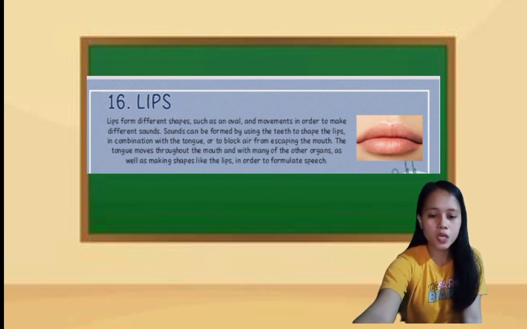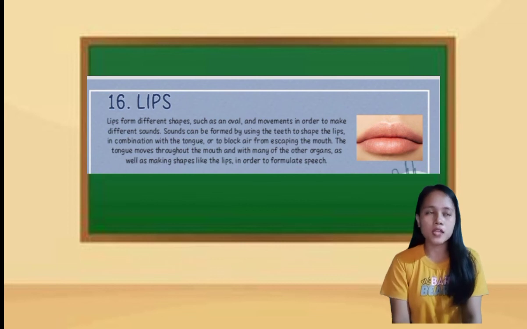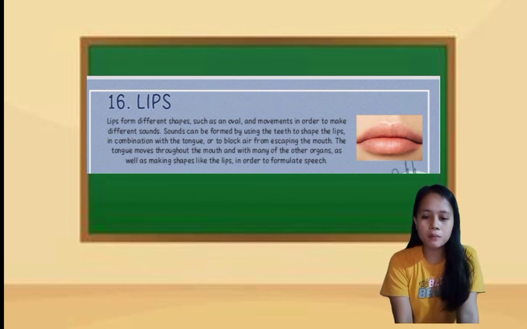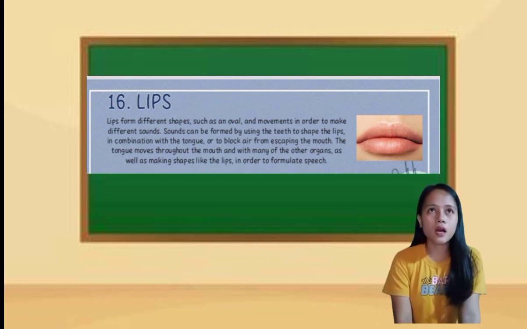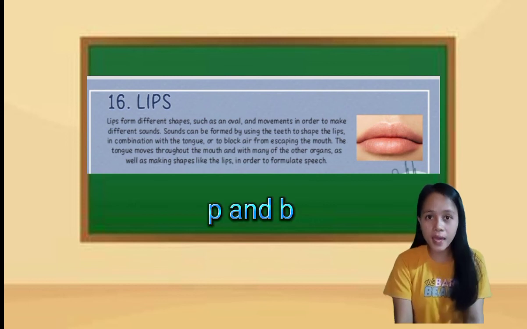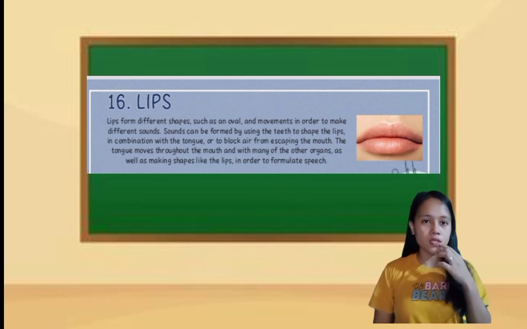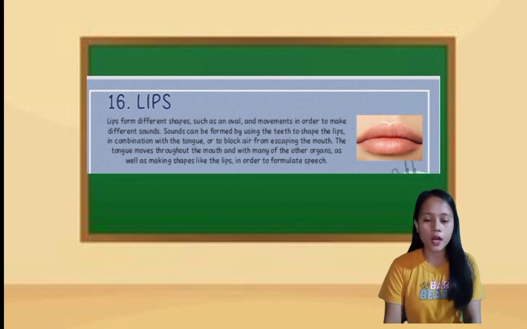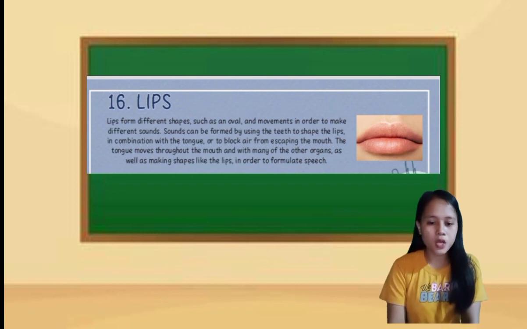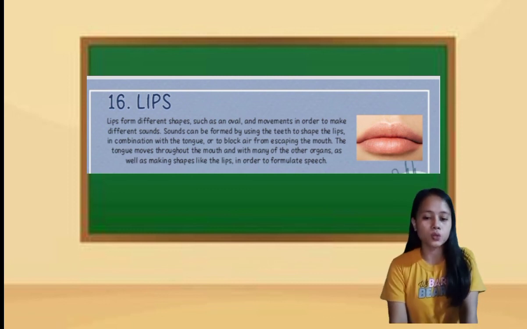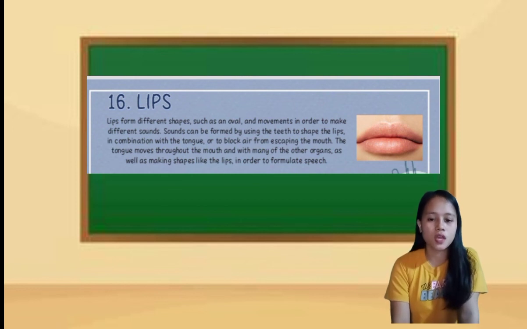So, lips are one of the important parts of the speech organs and they can be pressed together when we talk, right? When we talk, our lips are pressed together. And then the lips produce sounds like P and B. Both upper and lower parts of the lips are considered important apparatus in producing sounds.